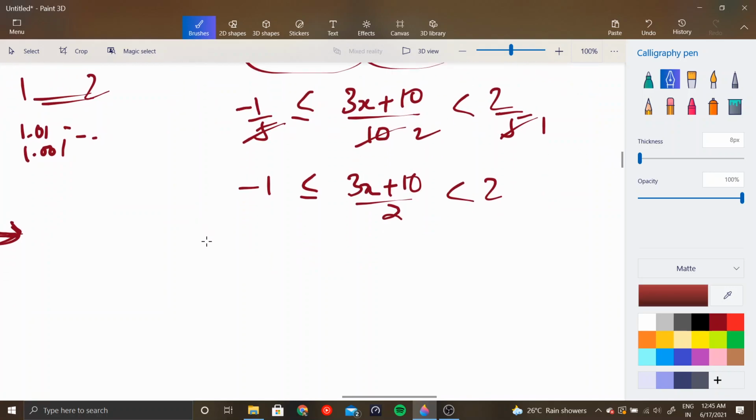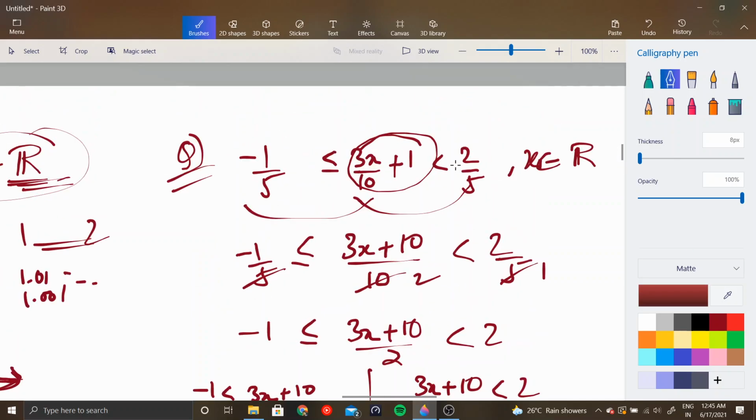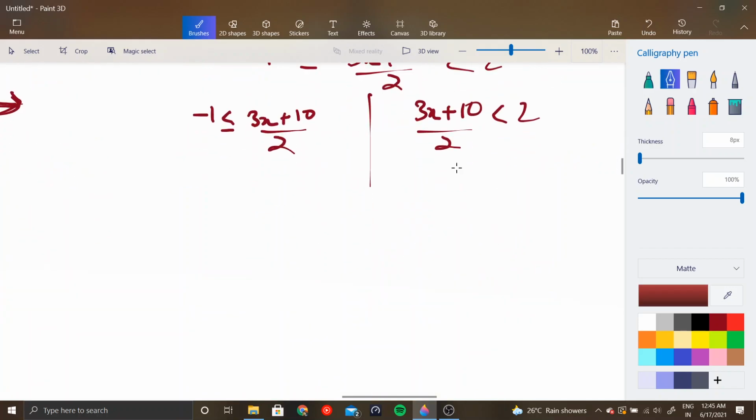Now what you do is you divide it into two parts, right? This is one inequation, and this is another inequation. Don't be scared about how to tackle such a problem, because two are given in the same problem. Just decompose into two different parts, okay? So you have -2 ≤ 3x + 10, so 3x ≥ -12, so x ≥ -4. x is greater than or equal to -4.